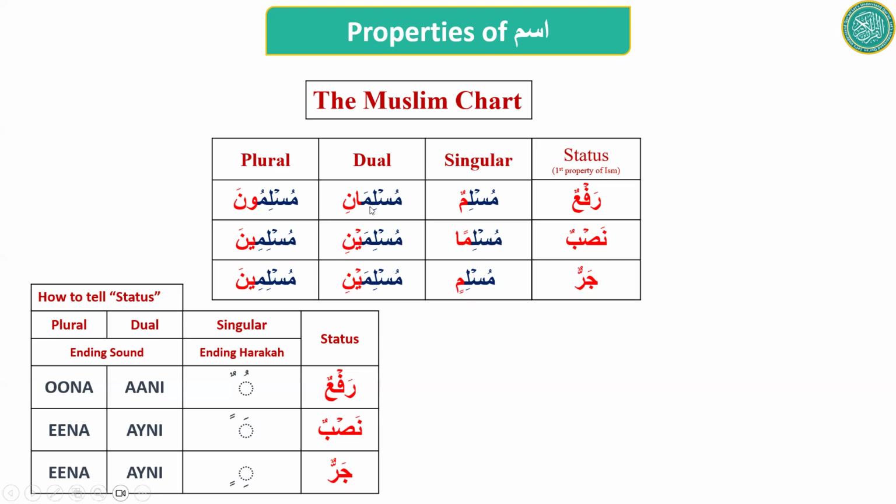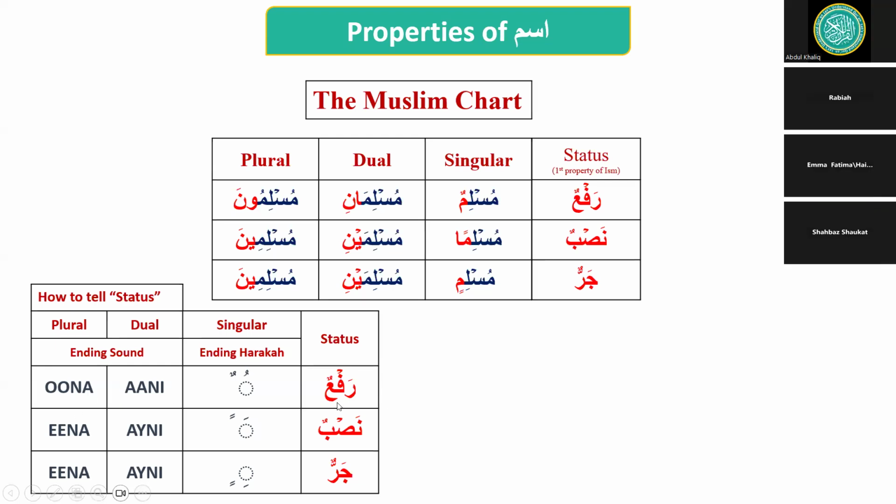This is for singular. If it is a dual and the ending sound is ani, like Muslimani, then it is Rafa. And if the ending sound is aini, like Muslimaini, then it will be either nasab or jar. Nasab or jar, they have the same identification with respect to telling the status. And for the plural, if the ending sound is una, like muslimuna, then it is rafa. If the ending sound is ina, like Muslimina, then it is either nasab or jar.